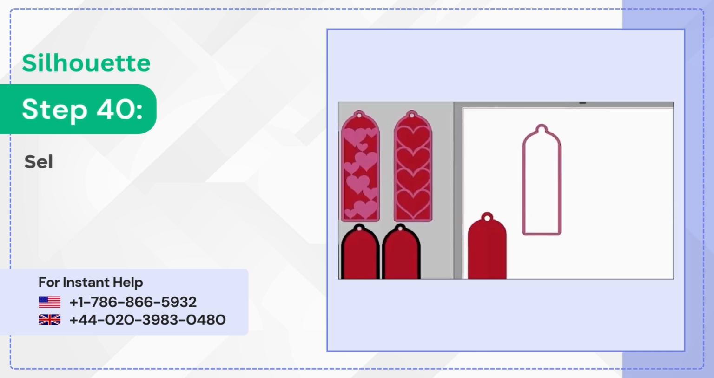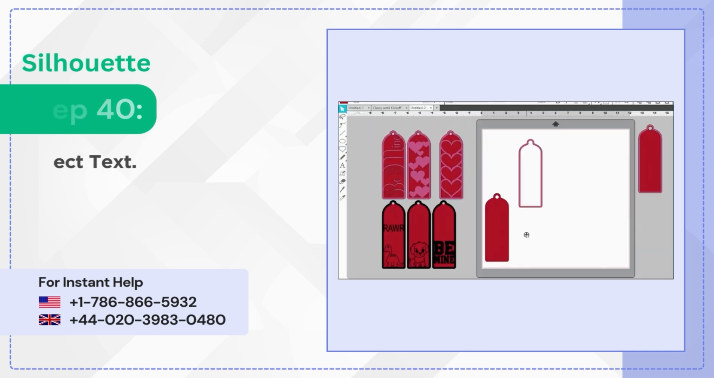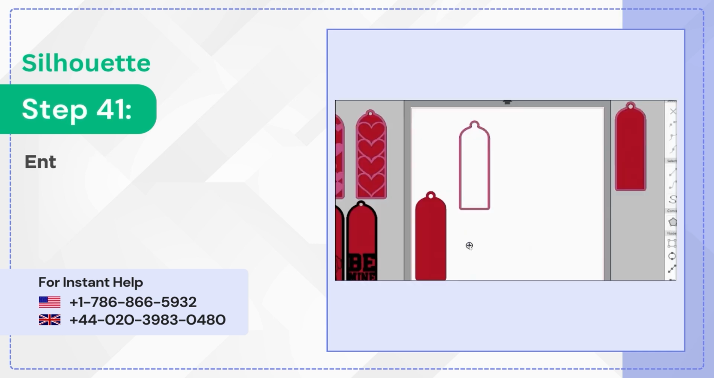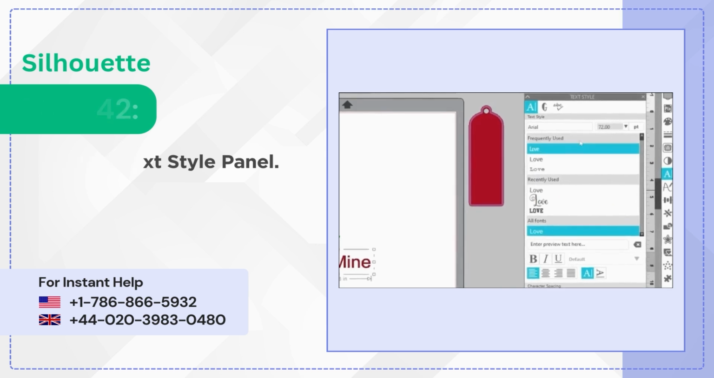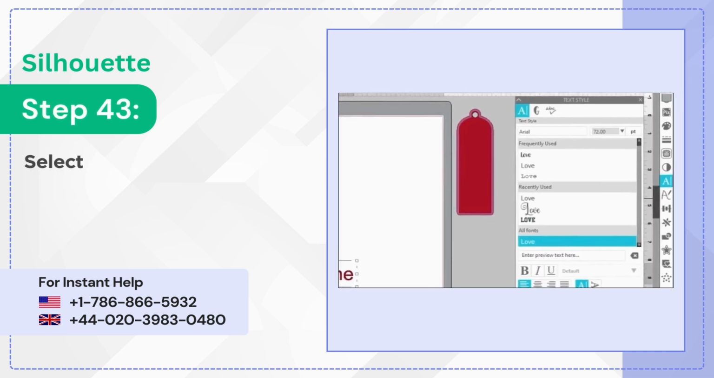Step 40. Select Text. Step 41. Enter a text. Step 42. Open the Text Style panel. Step 43. Select a font of your choice.